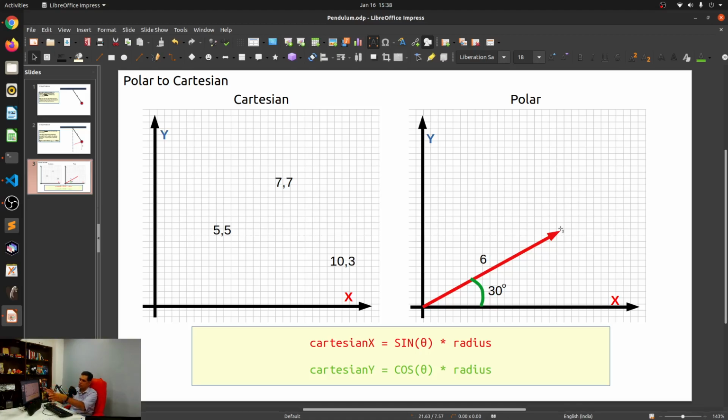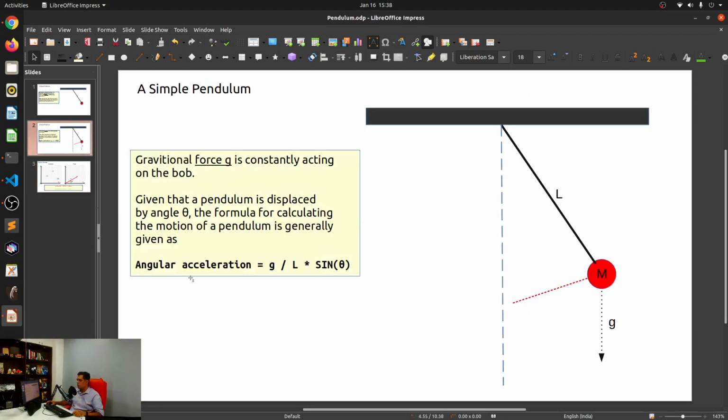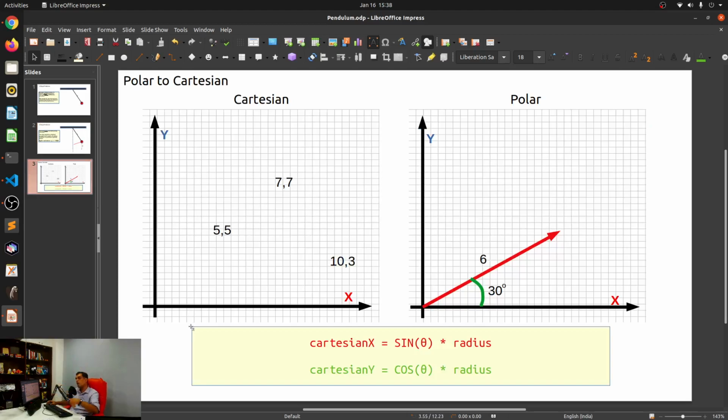And for the purposes of this simple pendulum, this polar to Cartesian conversion would be necessary, because we are calculating the angular acceleration, we'll have to convert it into Cartesian so that we can show it on a two-dimensional plane. So therefore, just keep in mind that the Cartesian x would be sine theta times the radius. So in this case, the x location would be sine of this angle 30 multiplied by the radius, which is 6 over here. And the same goes for y, which is cos theta multiplied by radius. It's just a couple of simple formulas to remember.